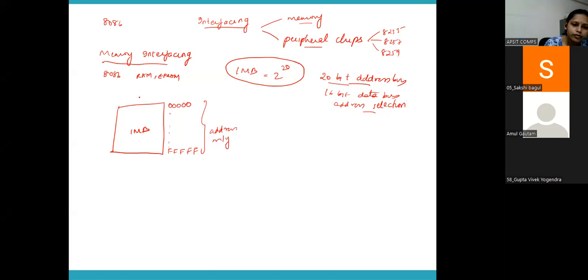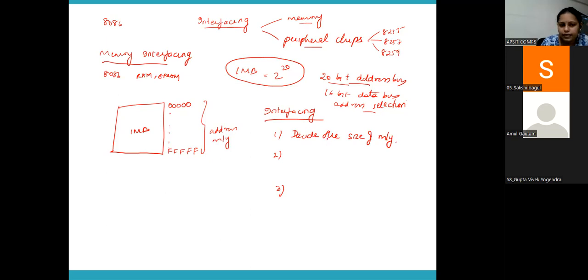Now what we are going to learn is how to interface memory with 8086, that is, how to interface the memory with the processor. When it comes to interfacing, there are three important things. First, you need to decide the size of the memory which you want to interface.